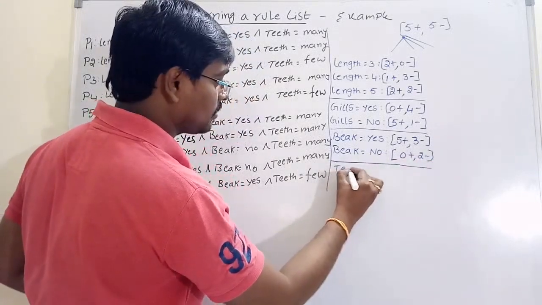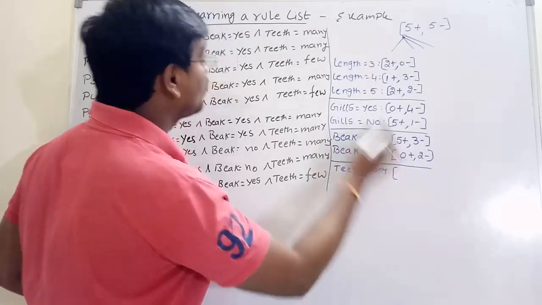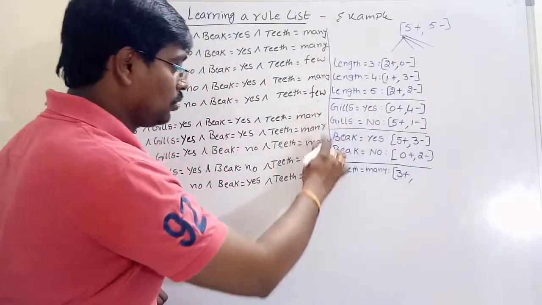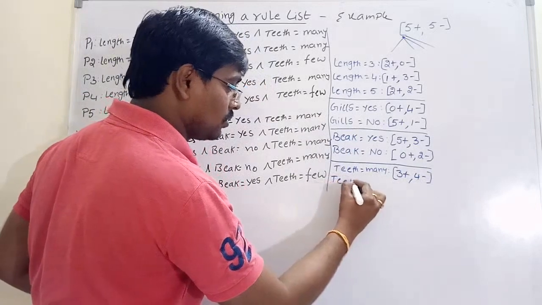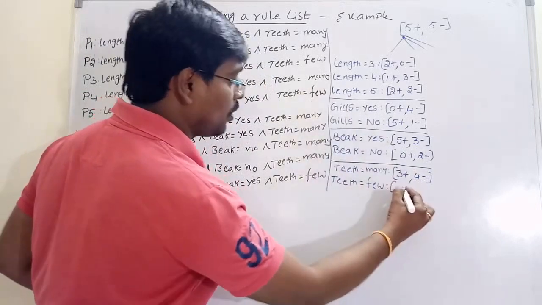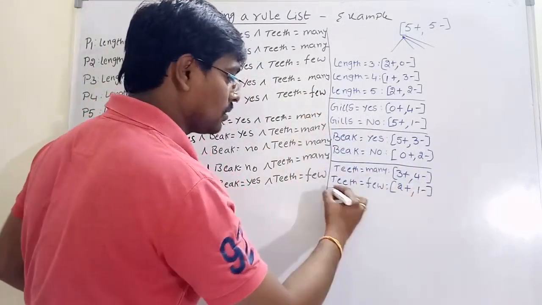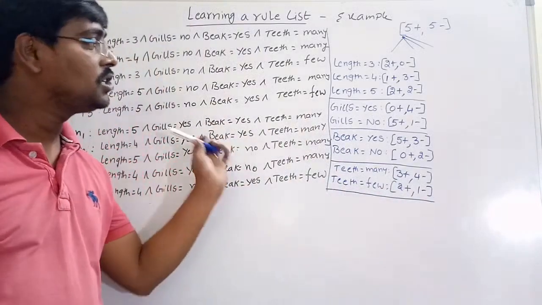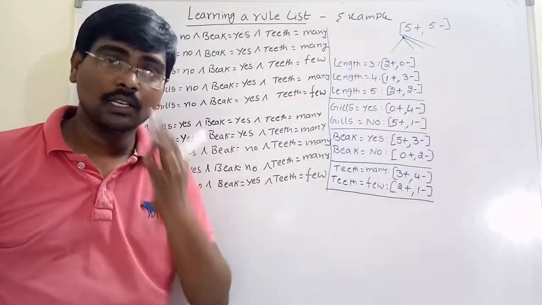Finally, teeth. Teeth is equal to many: 1, 2, 3, so 3 positives, and 1, 2, 3, 4, so 4 negatives. And teeth is equal to few: 2 positives, 1 negative. This is the initial construction. Initially all the instances are considered.